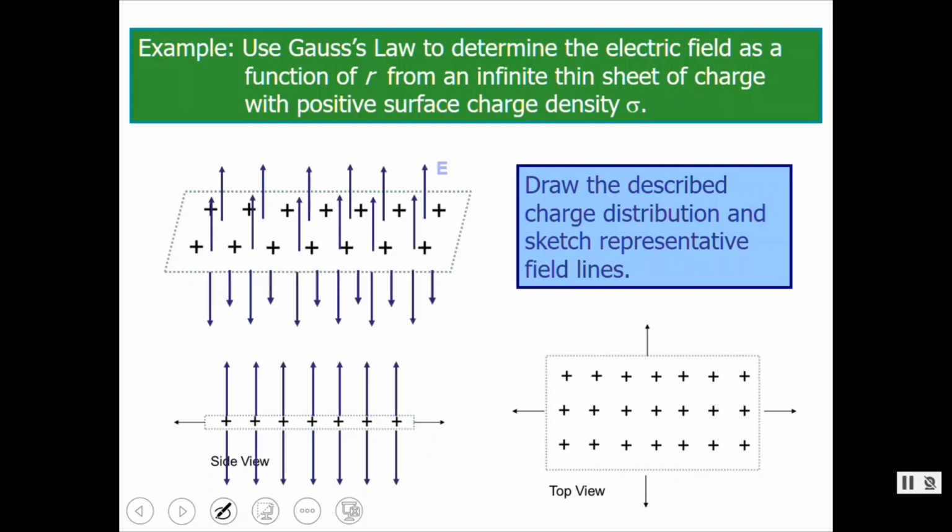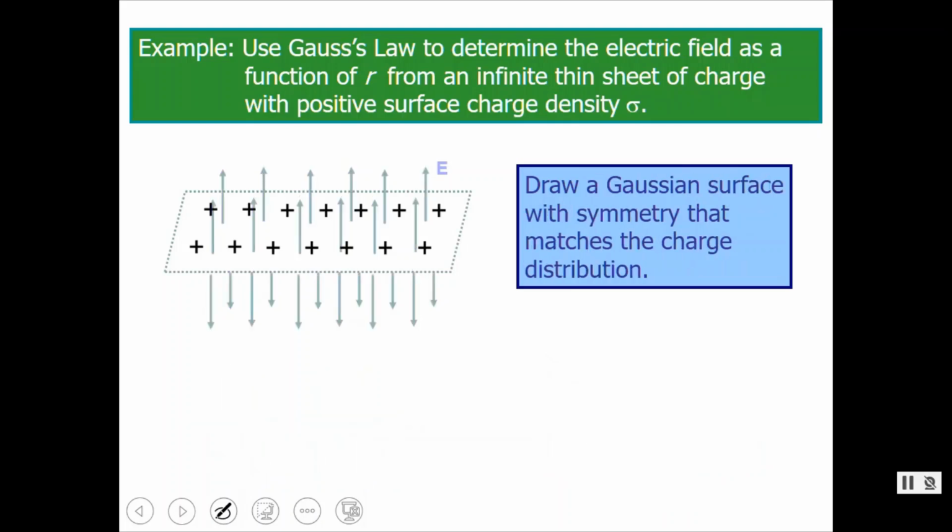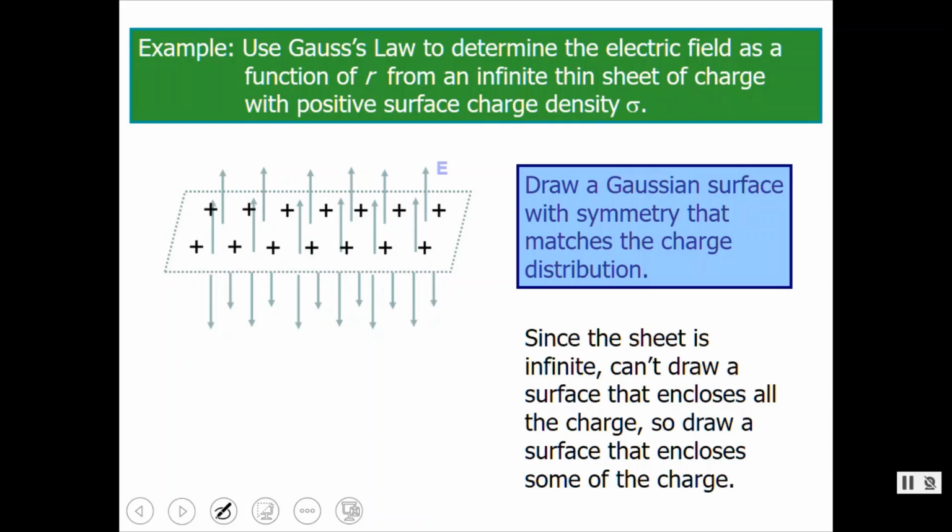So if I were to draw some representative field lines, I would see the electric field lines coming out of the sheet from the bottom and the top. From the simple side view, that's what I'd be seeing, but it's actually taking place over multiple dimensions. The next thing we want to do is draw a Gaussian surface with symmetry that matches the charge distribution. There's a couple of different surfaces that you could choose, but in this case, we want to make sure that we choose something that encloses the charge with symmetry.